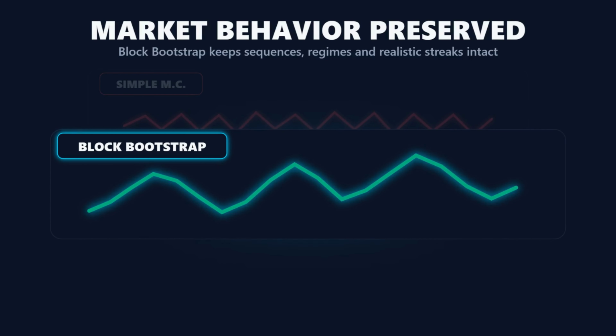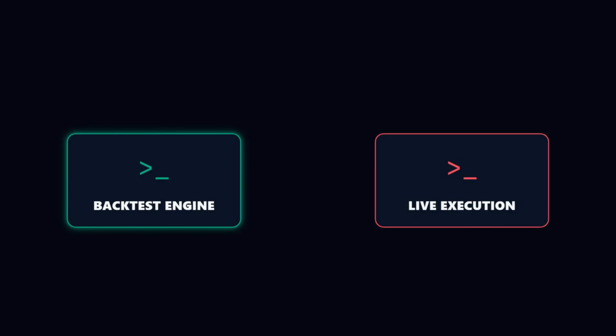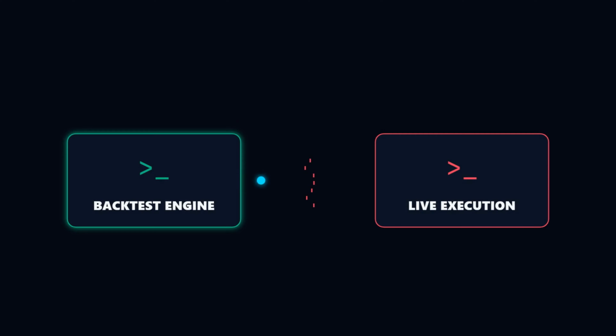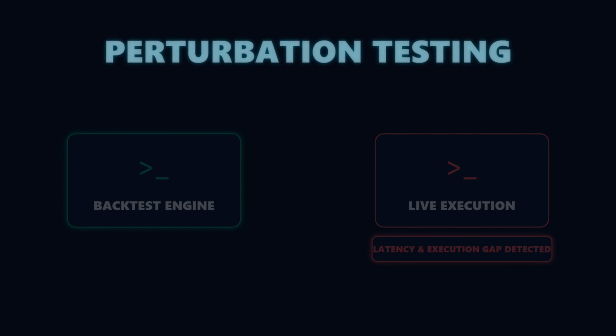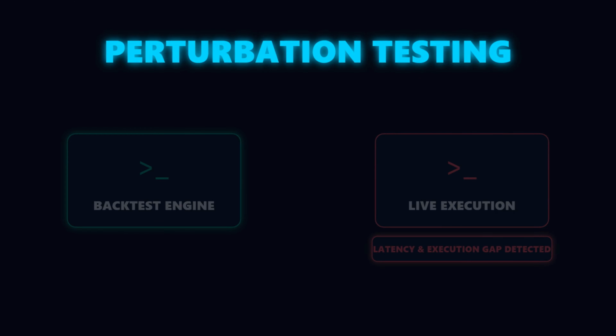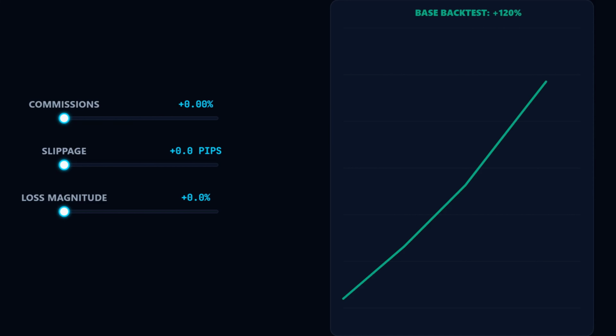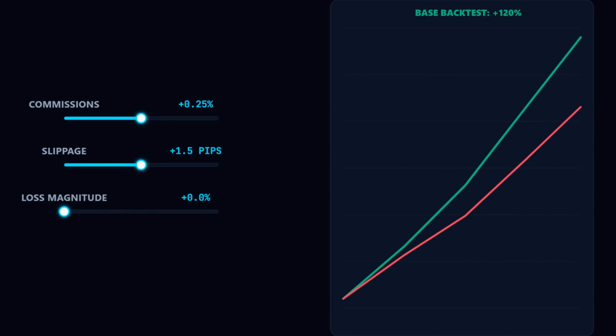Now, while block bootstrap solves one problem, there is still another question. Because even if your trade sequence is realistic, your execution probably isn't. And this leads into another robustness method called perturbation testing. Now, perturbation testing is a completely different idea. Instead of changing the order of trades to intentionally make your strategy worse, you add realistic problems. For example, what happens if your commissions are slightly higher? What if you experience more slippage? Or what happens if your losses become slightly larger?